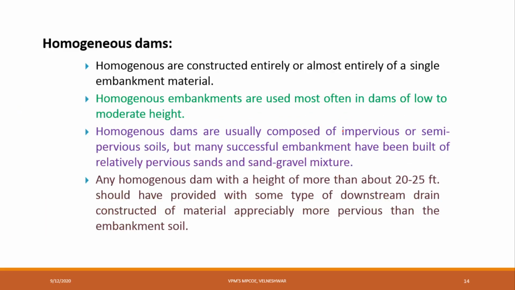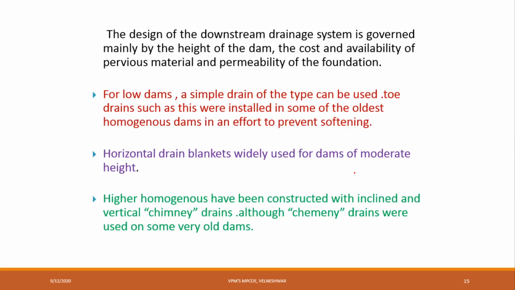Next, homogeneous dam. Homogeneous dams are constructed almost entirely of a single embankment material. Homogeneous means the same, from bottom to top everything is the same. Homogeneous embankments are used most often in dams of low to moderate height. Generally, if the height is low, then only we can provide this. How much height can we provide? 20 to 25 feet maximum. Here we will generally provide sands and sand-gravel mixture. The remaining everything is the same. Homogeneous means, as the name itself says, everything will be the same.